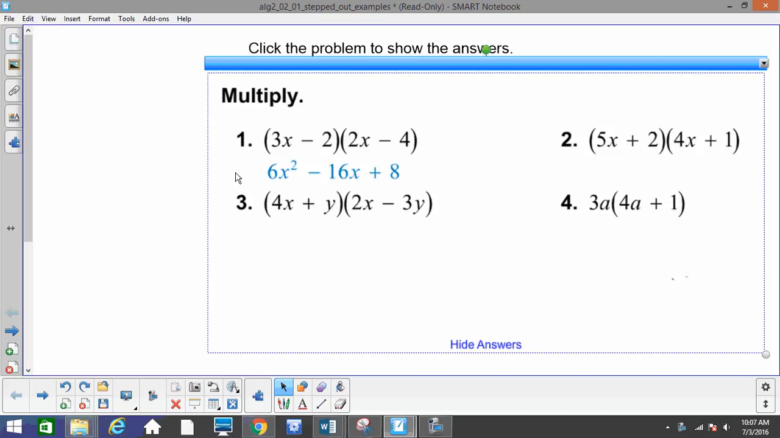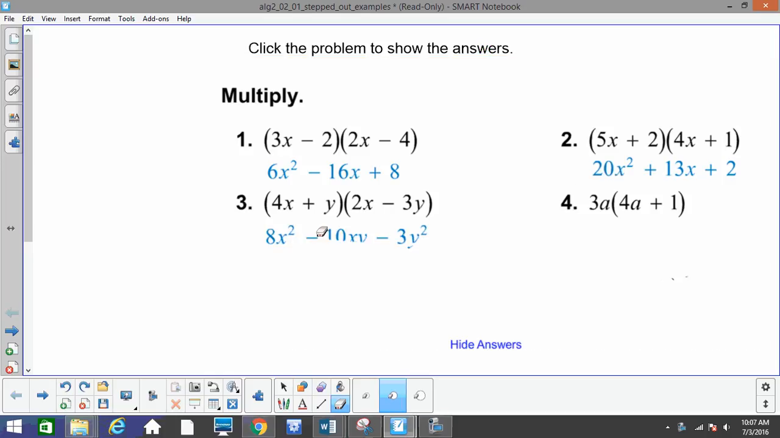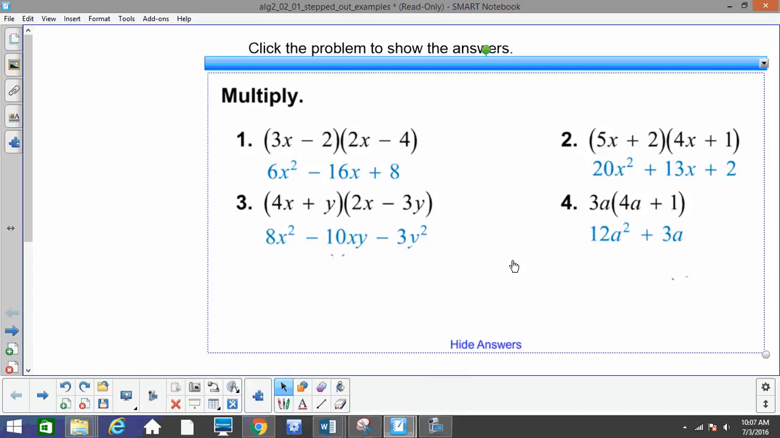First answer should be 6x squared minus 16x plus 8, 20x squared plus 13x plus 2. That one is 8x squared minus 10xy minus 3y squared. And our last one is 12a squared plus 3a.